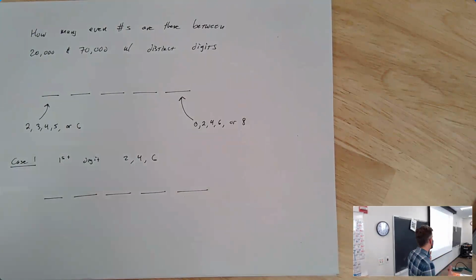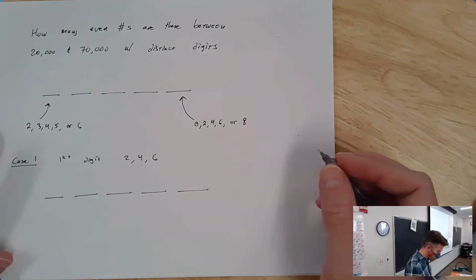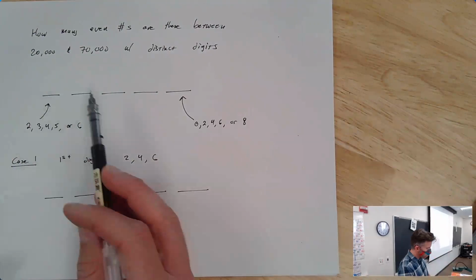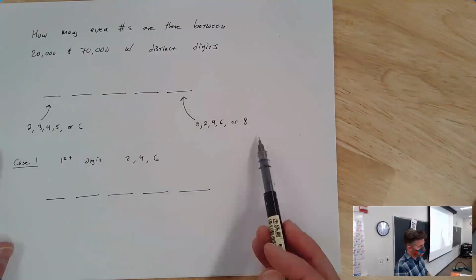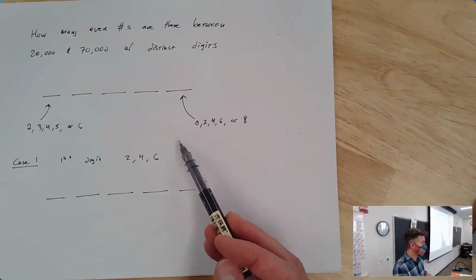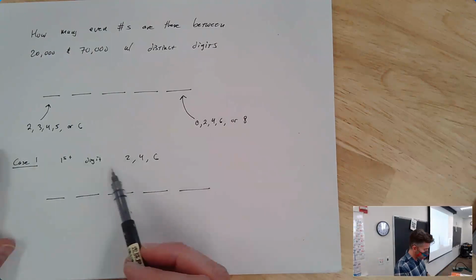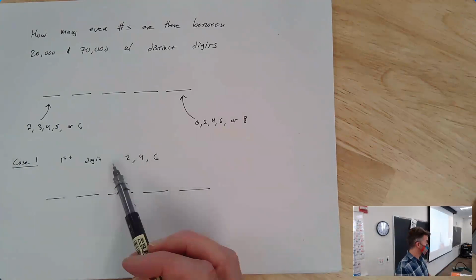So actually, I should back up. Why 2, 4, or 6? Why do I care about breaking up into 2, 4, or 6 versus being a 3 or 5? Well, the first digit being even limits the number of choices for the last digit because we said all the digits have to be distinct. So that's why I'm breaking this up into the case where the first digit is one of these even numbers.